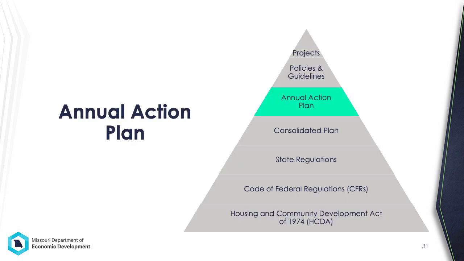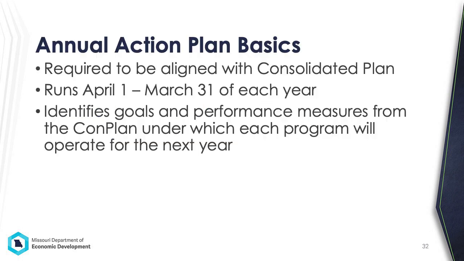While the CON plan covers the overall program and expectations for a 5-year period, the action plan covers the specifics of program implementation based on actual allocations. The action plan runs from April 1st to March 31st of each year and identifies the goals and performance measures from the CON plan under which each program will operate for the year. This is required to be aligned with the CON plan as well as all of the layers we've discussed previously.